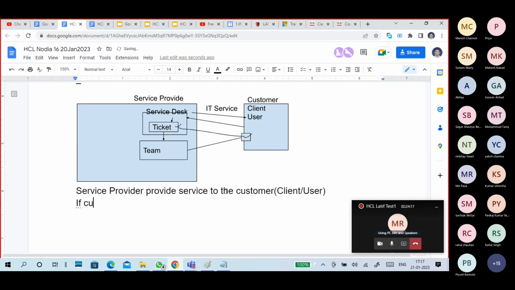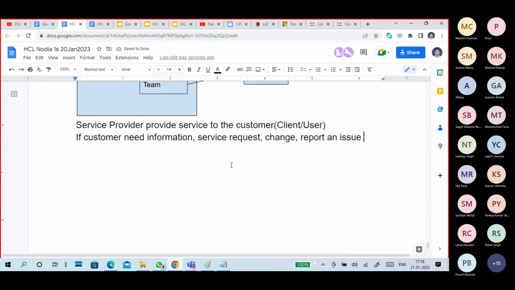If the customer needs information, or needs a service request, or a change, or wants to report an issue.